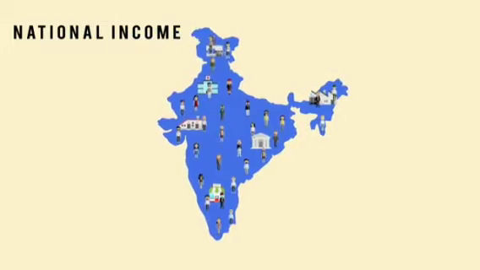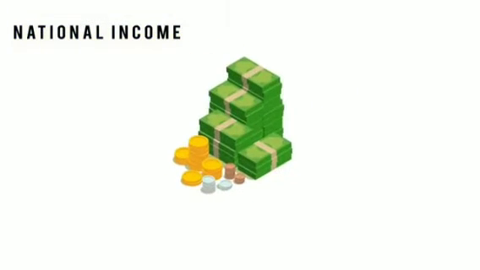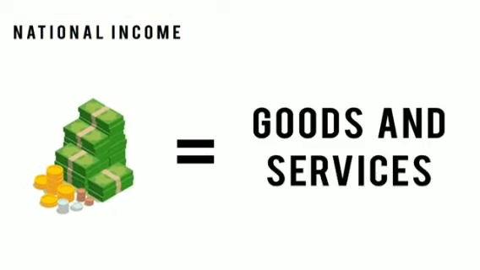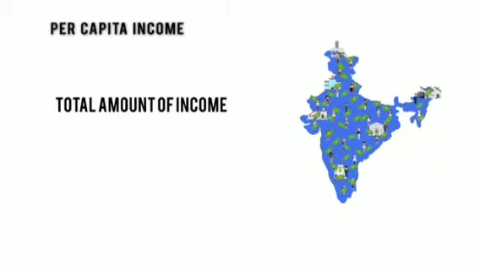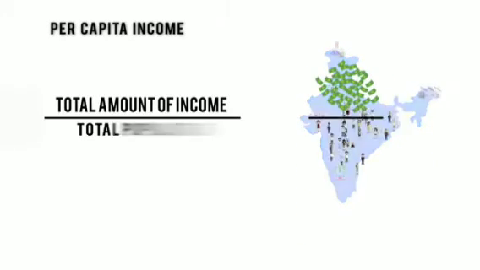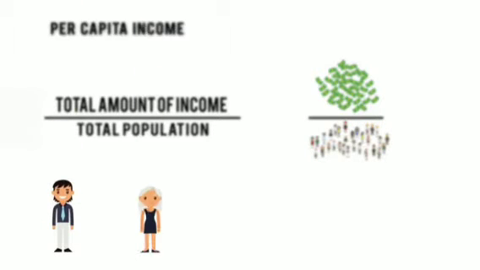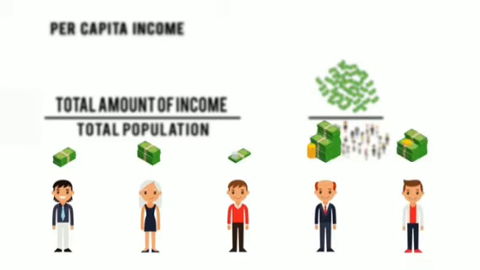In previous sessions you might have heard of terminologies like national income, which is the total income earned by all the people and institutions within a country, from the production of goods and services, usually measured over a period of 1 year. And per capita income, which is the total amount of income earned by all the people and institutions within a country, divided by the total population, or the total number of people.